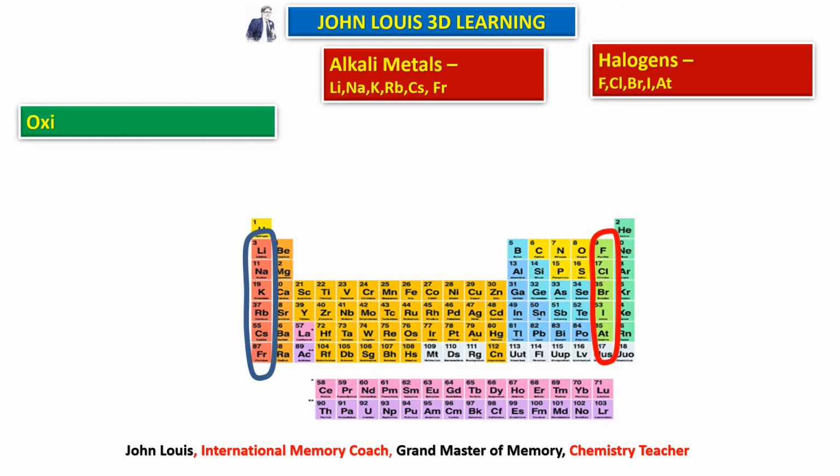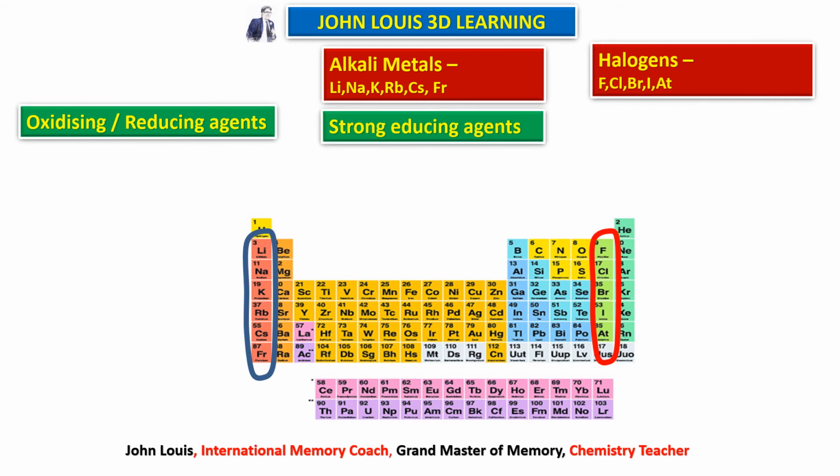The next property is oxidizing and reducing agents. The alkali metals are very strong reducing agents, whereas the halogens are very strong oxidizing agents. That's what we need to be very, very careful about. Why are alkali metals strong reducing agents? Electron donors are reducing agents. Electron acceptors are oxidizing agents.